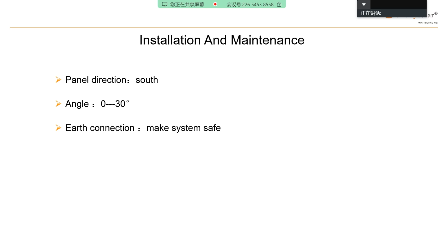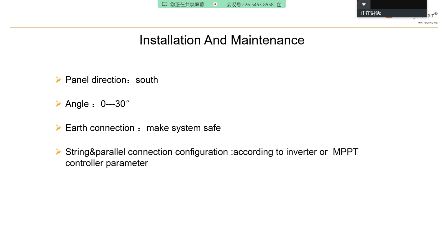Earth connection makes the system safe. Here, Earth connection means the panels' Earth connection. And string panels connection configuration: here I mentioned according to the inverter or MPPT controller and panels parameters. That means some engineers or installers will ask how many panels for a single string, or how many strings can be in parallel, and whether the connection is right. So this is the question according to inverter or MPPT parameters.